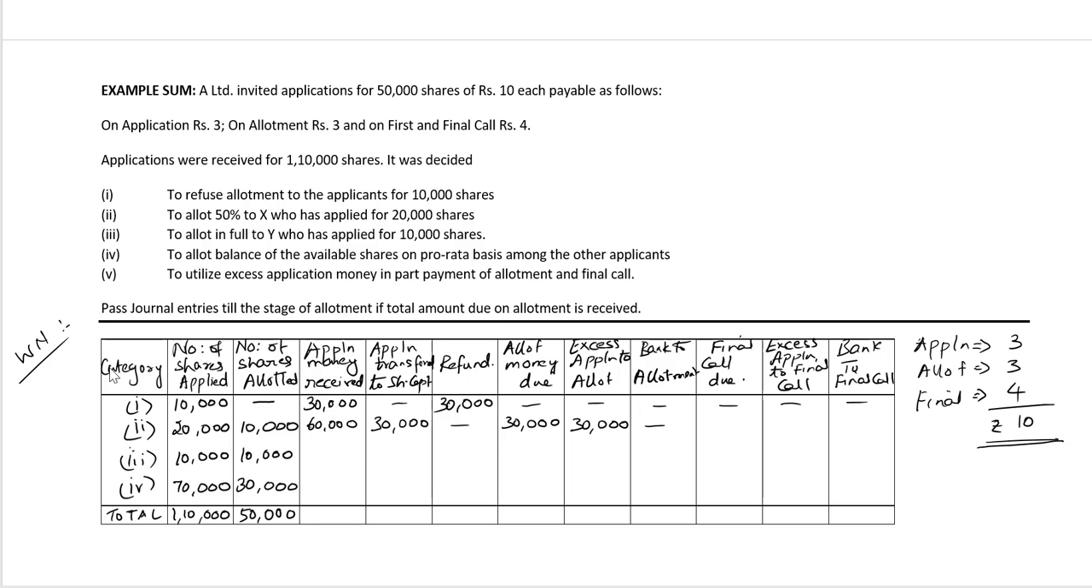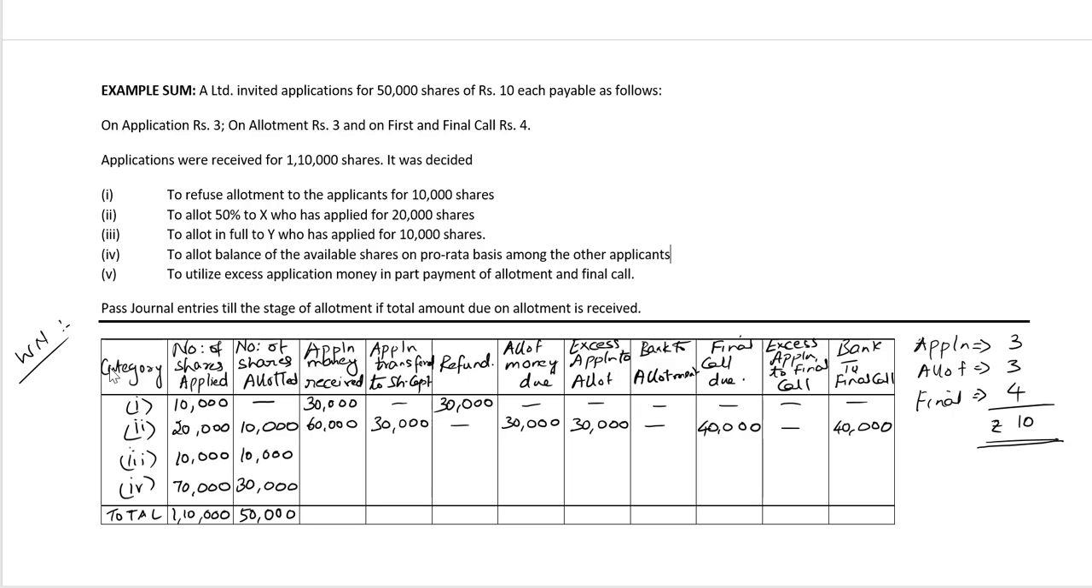Final call due amount, 10,000 shares allotted multiplied by 4 rupees per share, 40,000 rupees. There is no excess application money, so that's dash, and bank to final call is 40,000 rupees. We'll move on to the third category.